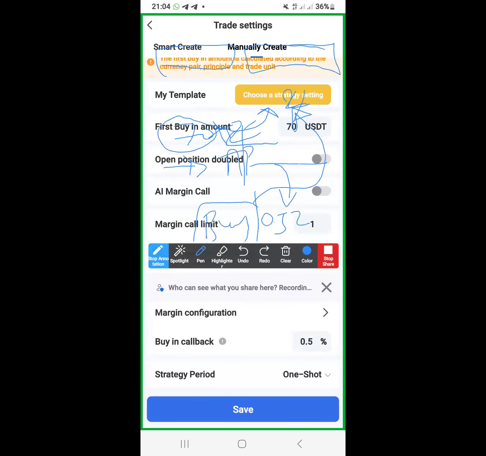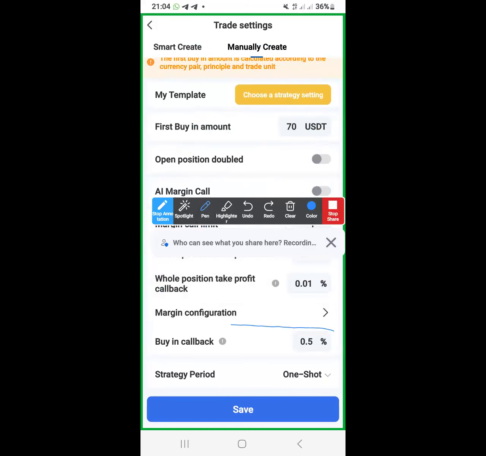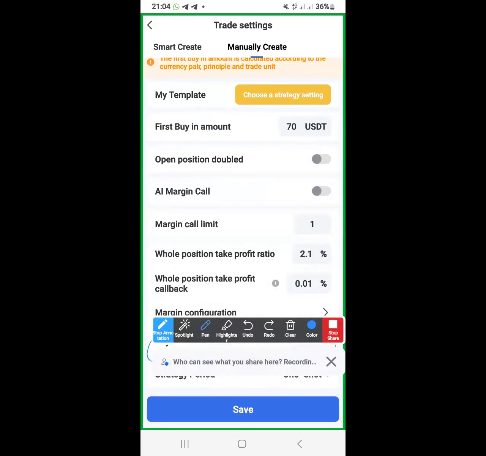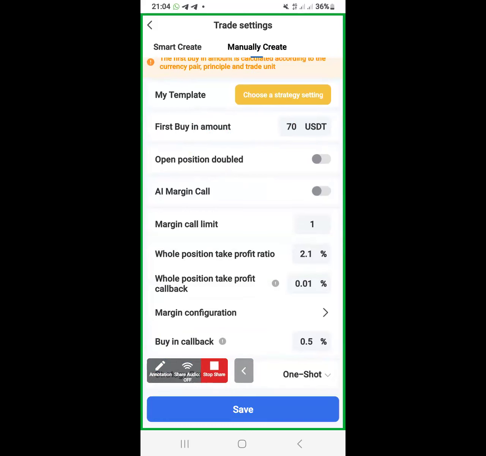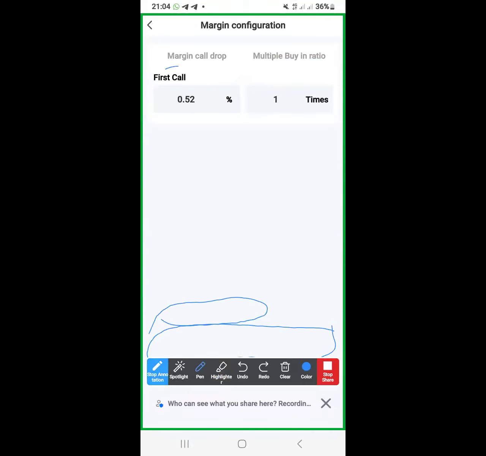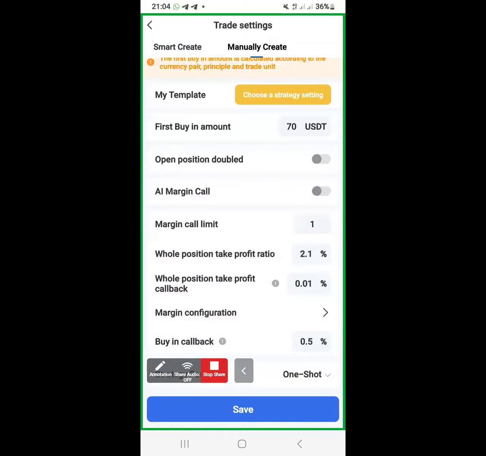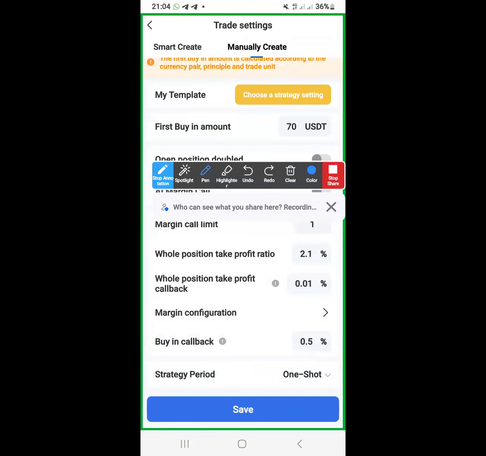Then this buy-in callback works alongside the instruction you have given here under the margin configuration. The buy-in callback works alongside this, the margin call drop. Now, with the buy-in callback, the robot is going to monitor how deep the market price is going to go. If you have a figure like 0.5 here, as we can see, this is 0.5.